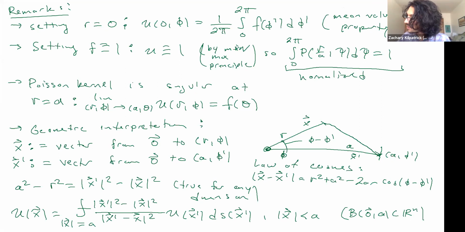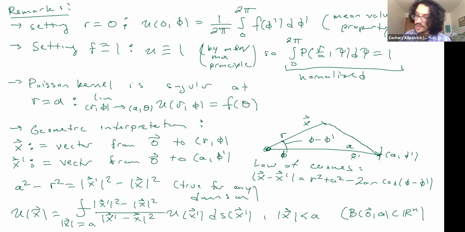Now, the Poisson kernel. Sorry, did everybody finish that up here? Can I move on?